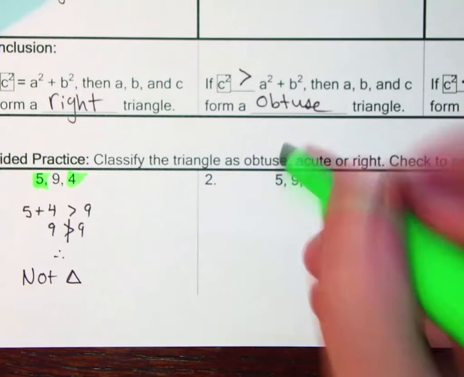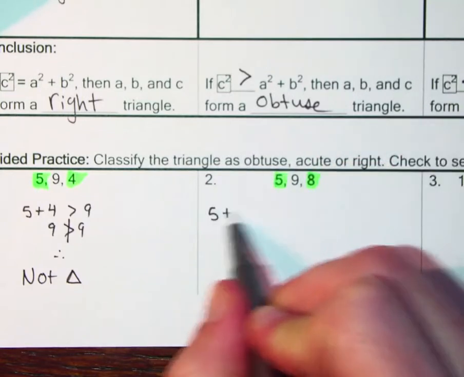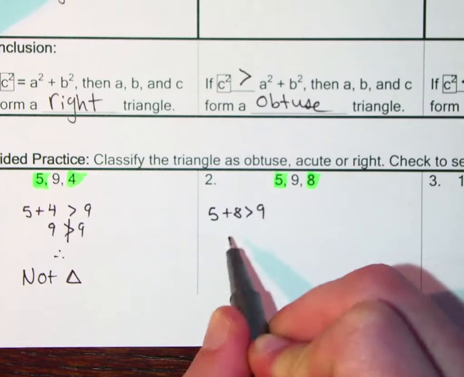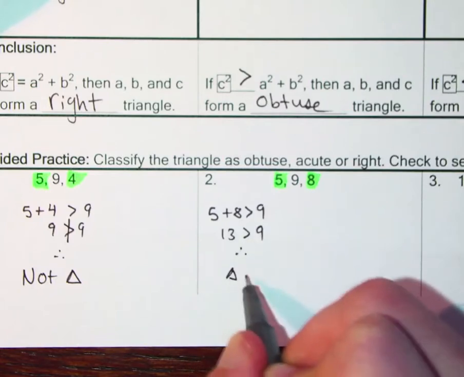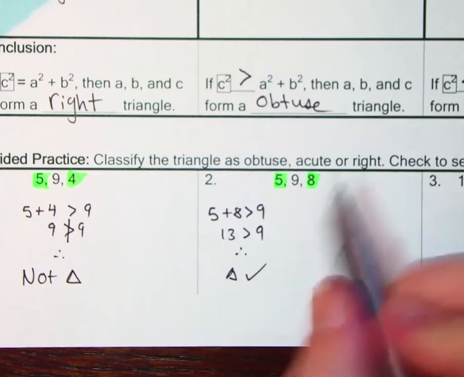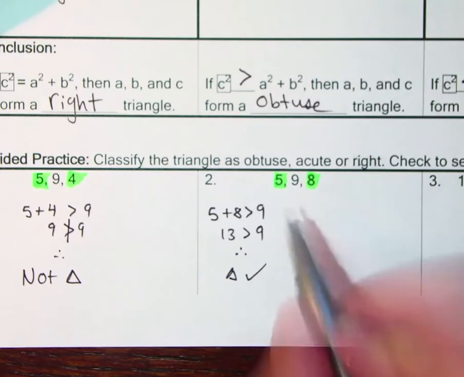Okay, I'm going to double check. My smallest sides here are 5 and 8. I come over here. 5 plus 8, is that greater than 9? 13 is greater than 9. Therefore, it's a triangle. Check. So now that we've figured that out, let's go ahead and try and classify it.